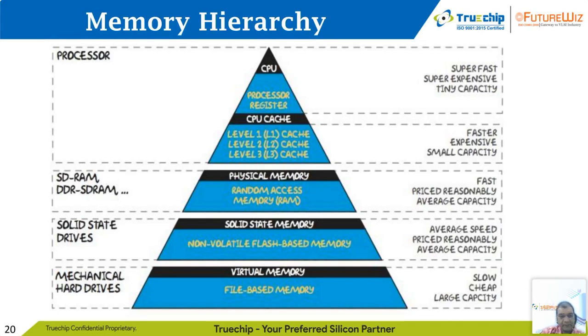Then we have the solid state drives or the hard drives in the computers. This is non-volatile memory. And then beyond that is the virtual memory, if you want even bigger memory, then you can have slow and cheaper memories available. This can be the mechanical hard drives or the tape drives that we spoke about.